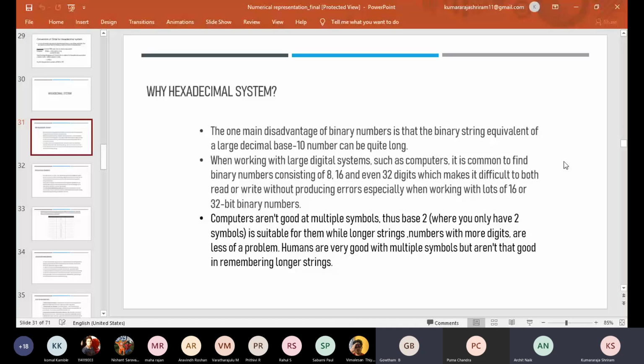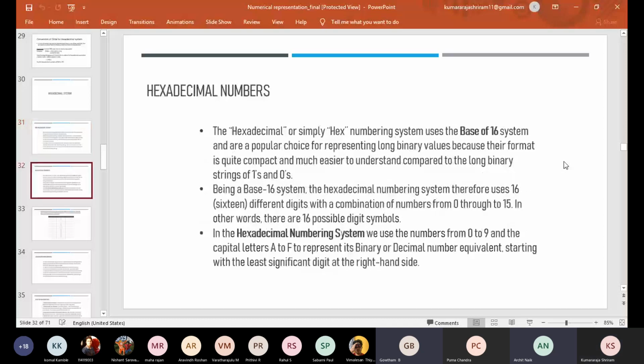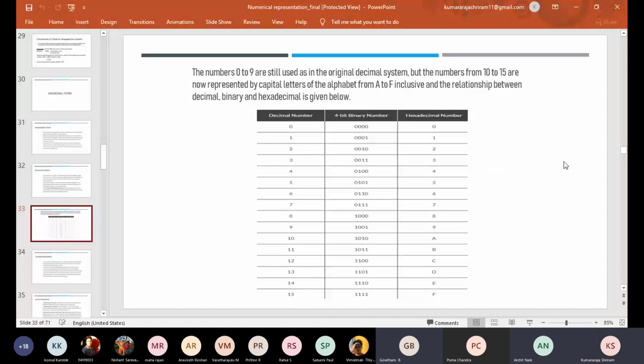So now let us understand what the hexadecimal system is. The hexadecimal system is just a sequence of digits preceded by the hex notation. It is a base 16 system, which means it uses 16 different digits. We use numbers from 0 to 9 and A to F. So we use 16 as a subscript to represent the hexadecimal system. Let's move on to the table, which shows the relationship between decimal, binary, and hexadecimal.